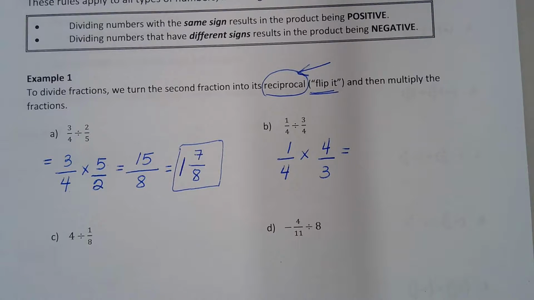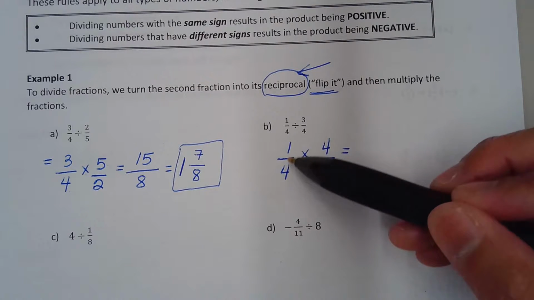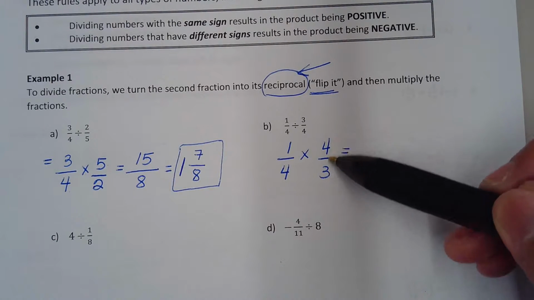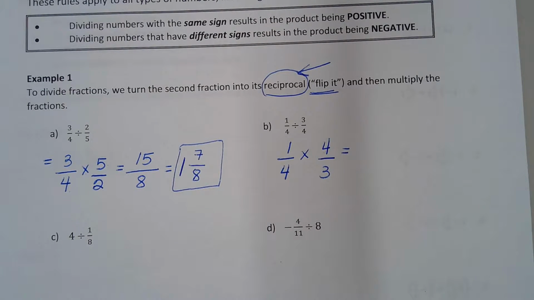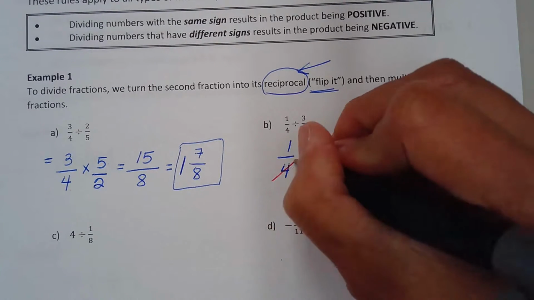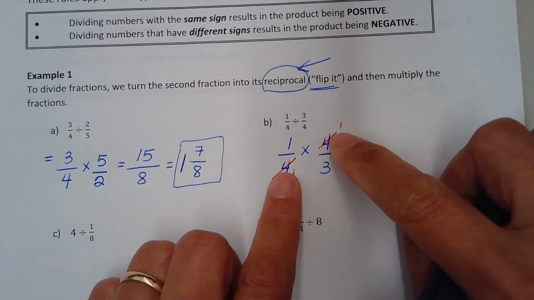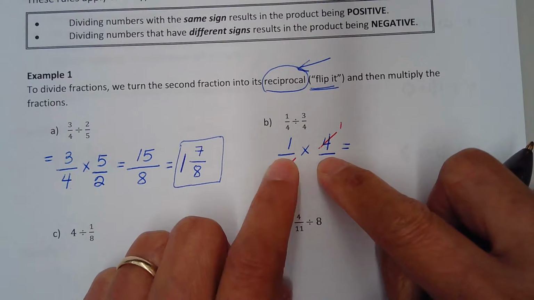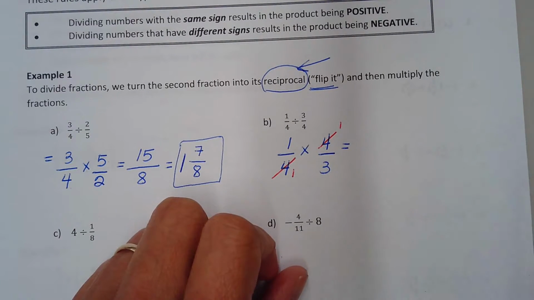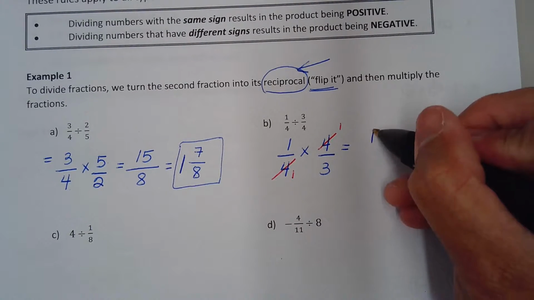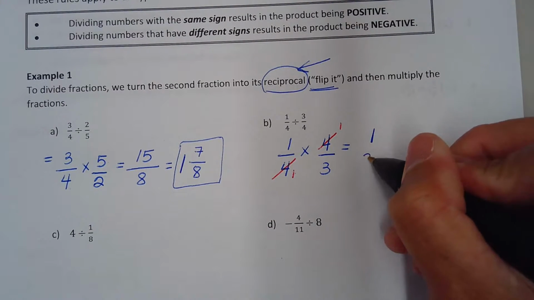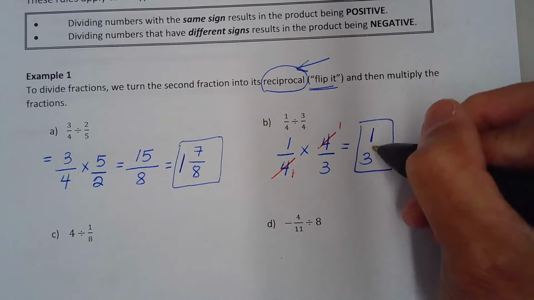So smaller numbers is what we're going to have. So 1/4 cannot be reduced. 4/3 cannot be reduced. What can reduce? Yeah, 4 and 4. They both can be reduced into 1 and 1. Both of these could be divided by 4. And then we can't cross reduce 1 and 3. So what's left over is 1 times 1, which is 1. 1 times 3 is 3. So it's 1/3. Oops, I forgot the line.